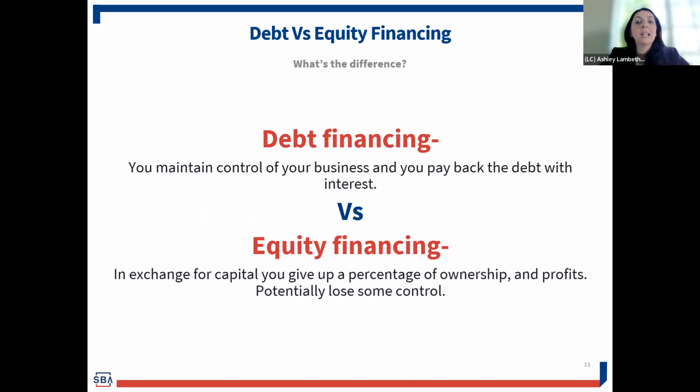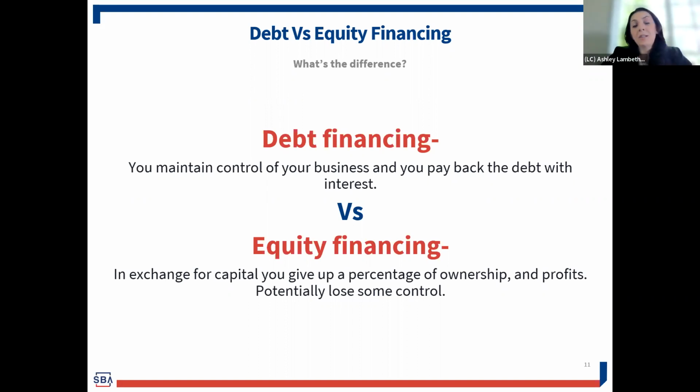So let's talk a little bit about debt versus equity. There's debt financing. This is generally considered to be the cheapest way to go if you are going to do some type of financing. And this would be your traditional bank lenders. It's great because you maintain control of your business, and then you pay back the debt with interest. Once you've paid that back, it's done. Your relationship with them can be over if you want, and you're good to go.